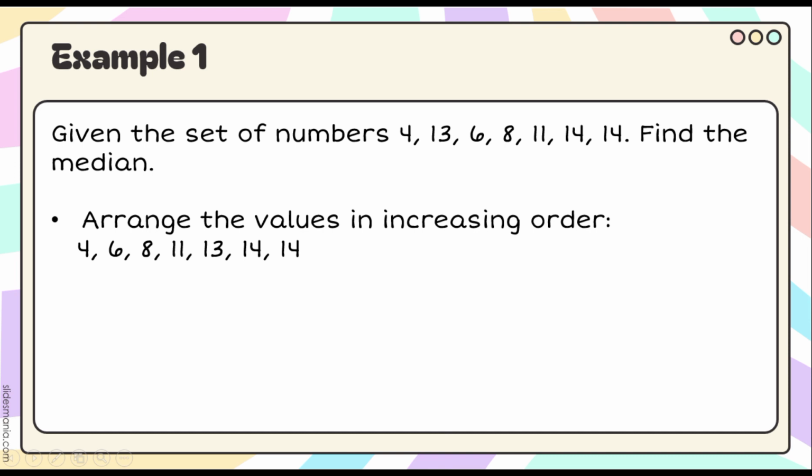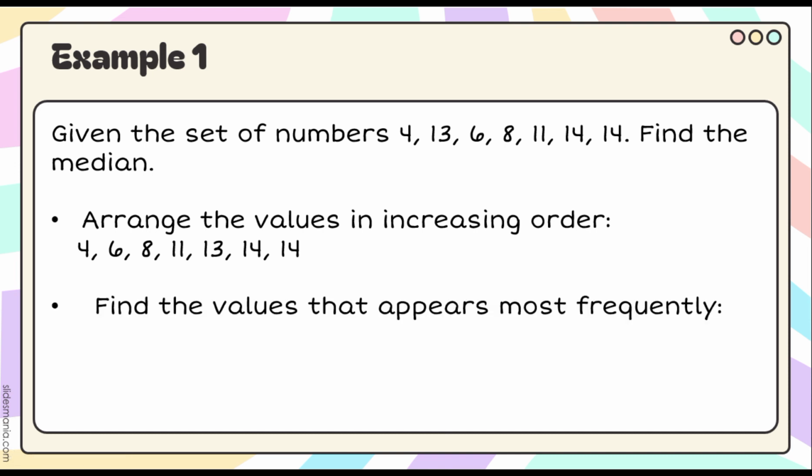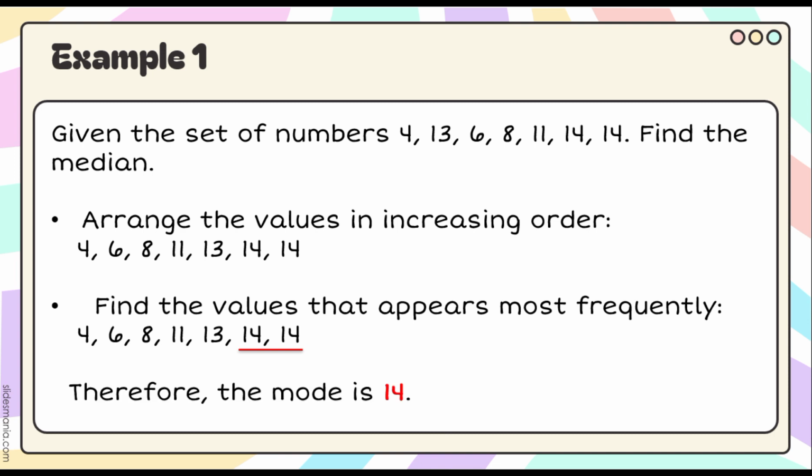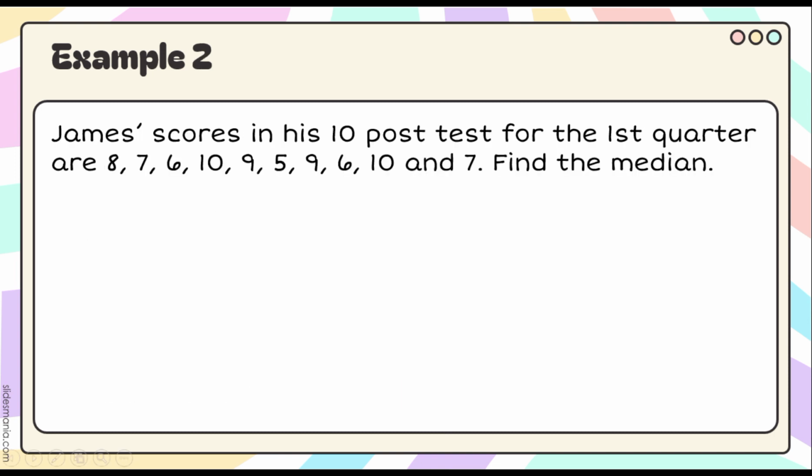Second, we find the values that appear most frequently. Since we have already arranged the values in increasing order, it is easy for us to determine which values appear most frequently, right? In this example number 1, what number appears most frequently? As you can see, we have 14, right? Therefore, in example number 1, our mode is 14.